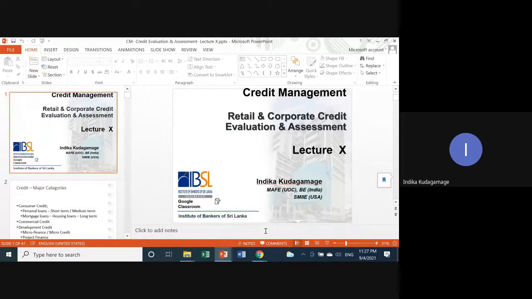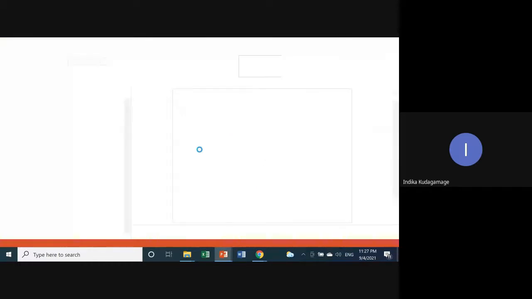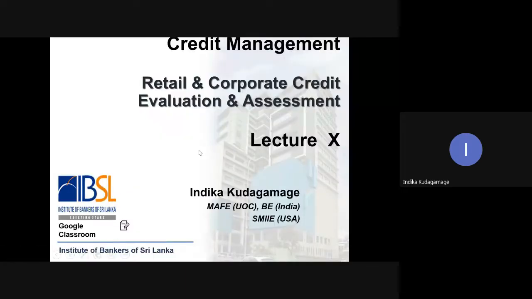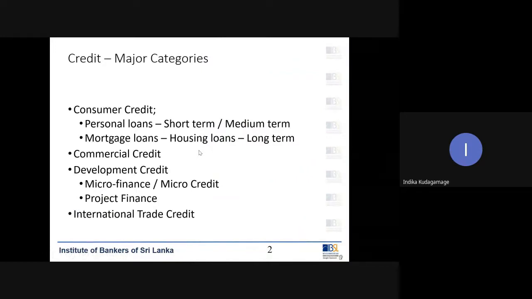We'll try to do as much as possible here. Maybe we have half an hour to go. We are looking at retail and corporate evaluation. We have different models. The major categories are consumer lending, that is for individuals, salary backed. It can be personal loans, which are normally short to medium term and on a clean basis. Then mortgage loans, normally housing loans. If the loan is backed by a mortgage, we call it a mortgage loan. If it is not mortgage backed, it is a clean basis personal loan.